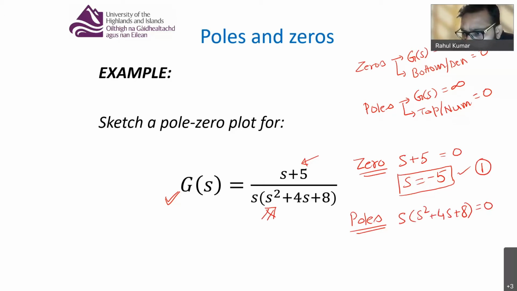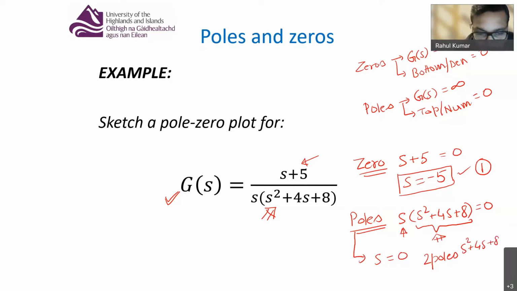Now just by inspecting this equation here, we can get, I think, three values. One is from this s and the remaining two from this part of the equation. So obviously, just by looking at the equation, we can say one of the poles will be at 0, and we will get two poles from s square plus 4s plus 8. Okay, so I have solved this in the next slide. So let's have a look at it.